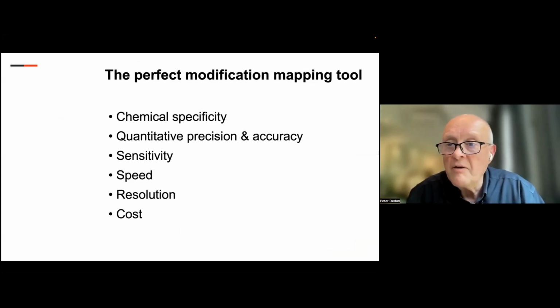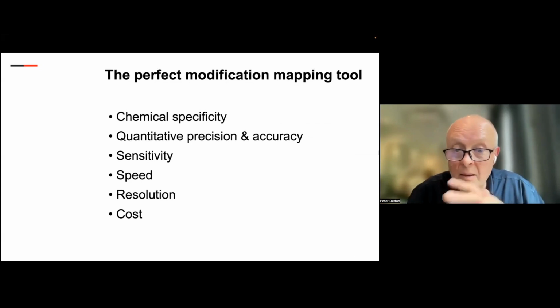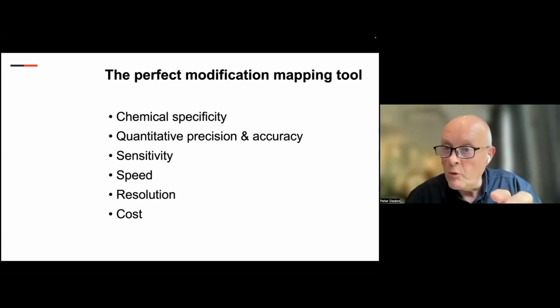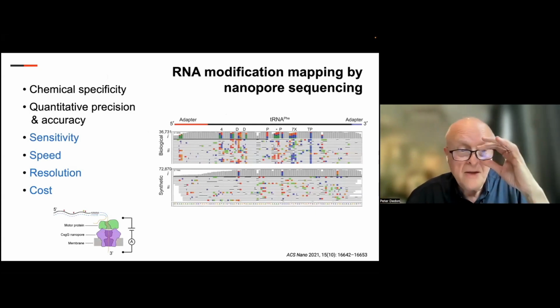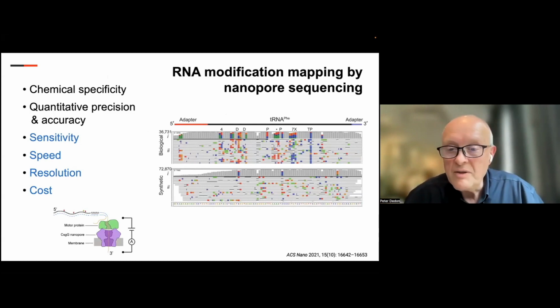Okay, so what's the perfect modification mapping tool? It's got to be chemically specific, quantitative, both precise and accurate quantification. It's got to be sensitive, fast, high resolution, and cheap. Okay, nanopore sequencing checks the box on quite a few things here: sensitive, fast, high resolution, and cheap.